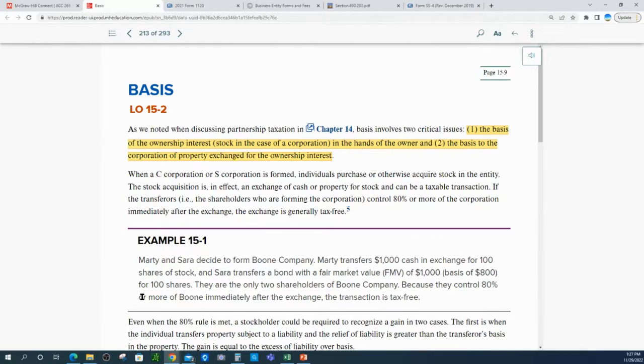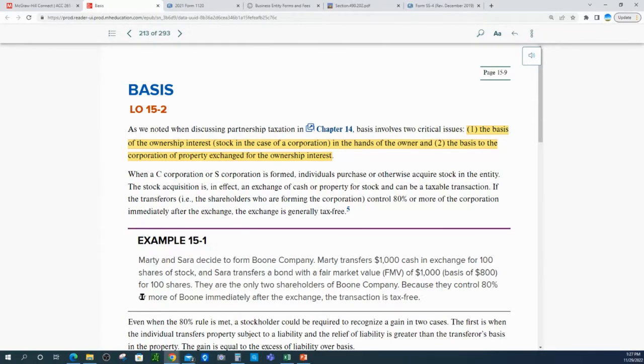Cash, same thing for corporations. If I pay $10,000 for 100 shares of stock in a C corporation, my basis in those 100 shares is $10,000 because that's what I paid for it. But there are different rules with regard to basis when it's not cash, right?